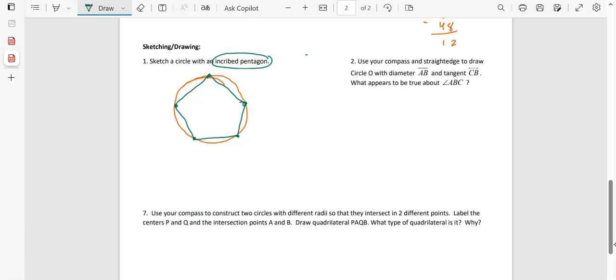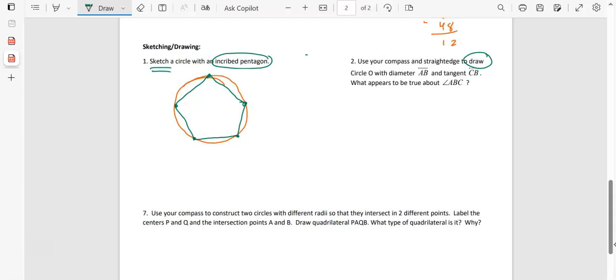Using your compass and straight edge, draw circle O with diameter AB and tangent line CB. What appears to be true about angle ACB? So I don't have a compass or a straight edge, but I do want you to use your compass and straight edge so that you can get the most accurate picture that you can. Drawing, remember, is more accurate than sketching.